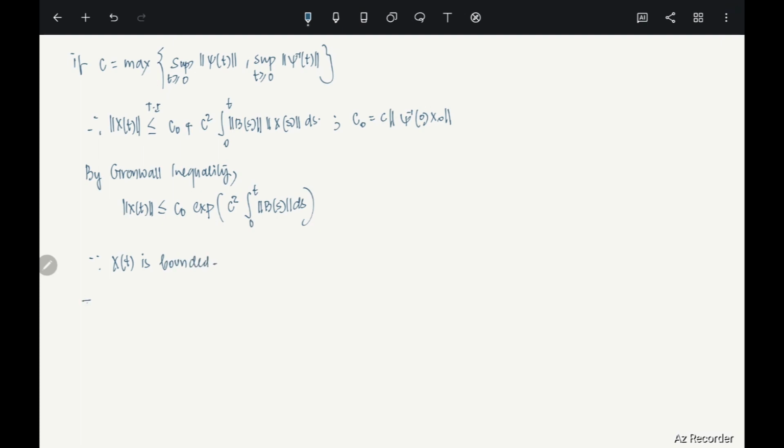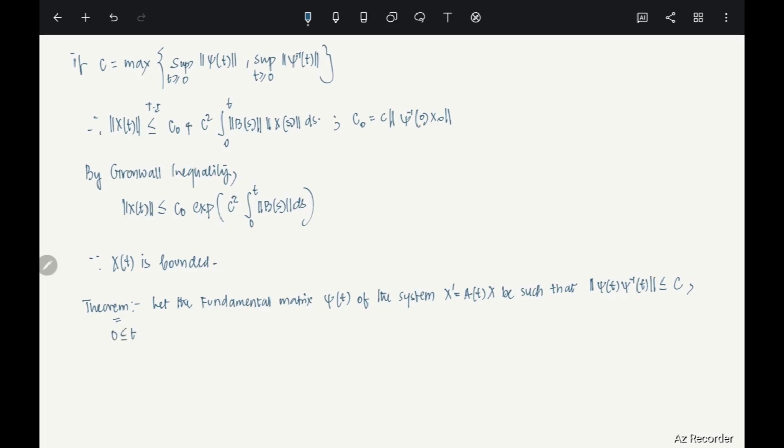So the next theorem which we are going to do will be along the same line. Essentially what we will do is this. Let the fundamental matrix phi of t of the system x prime equals A times x be such that the norm of phi of t, phi inverse of t is less than or equal to some constant C.